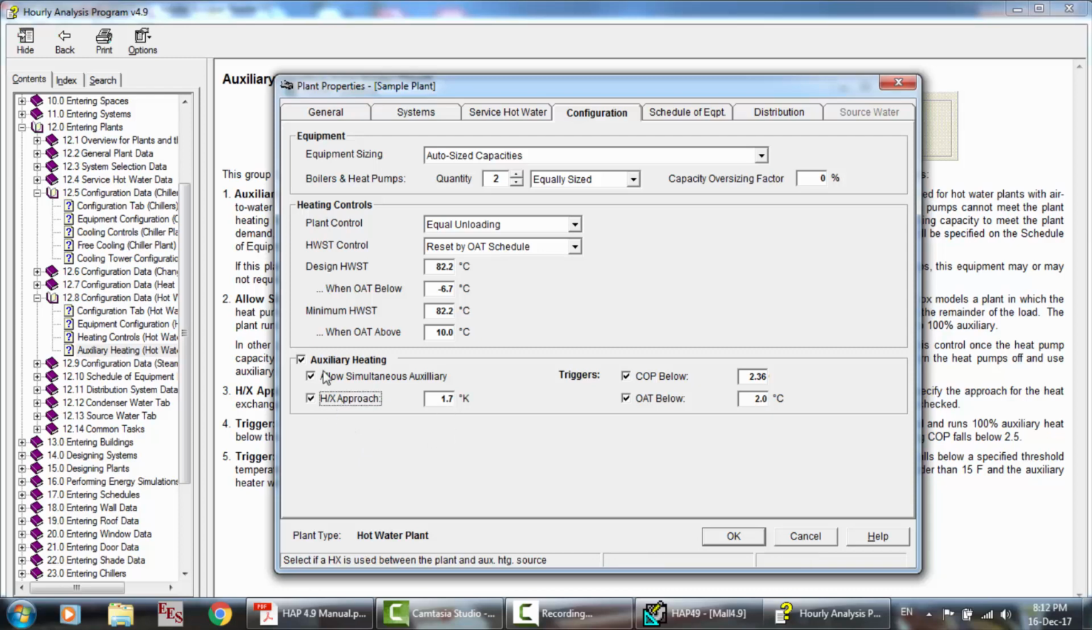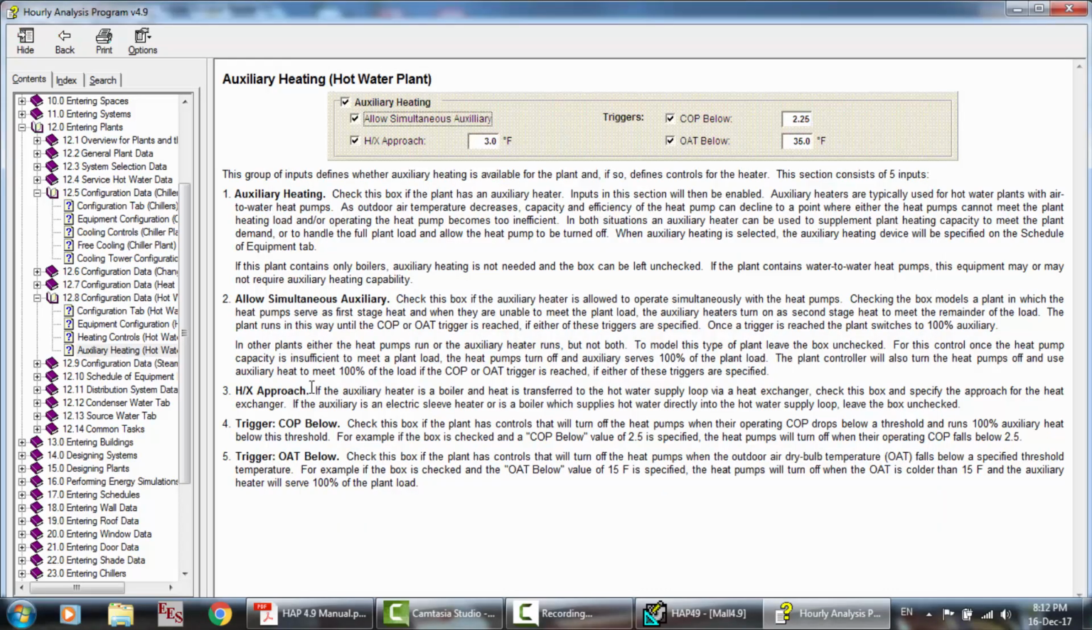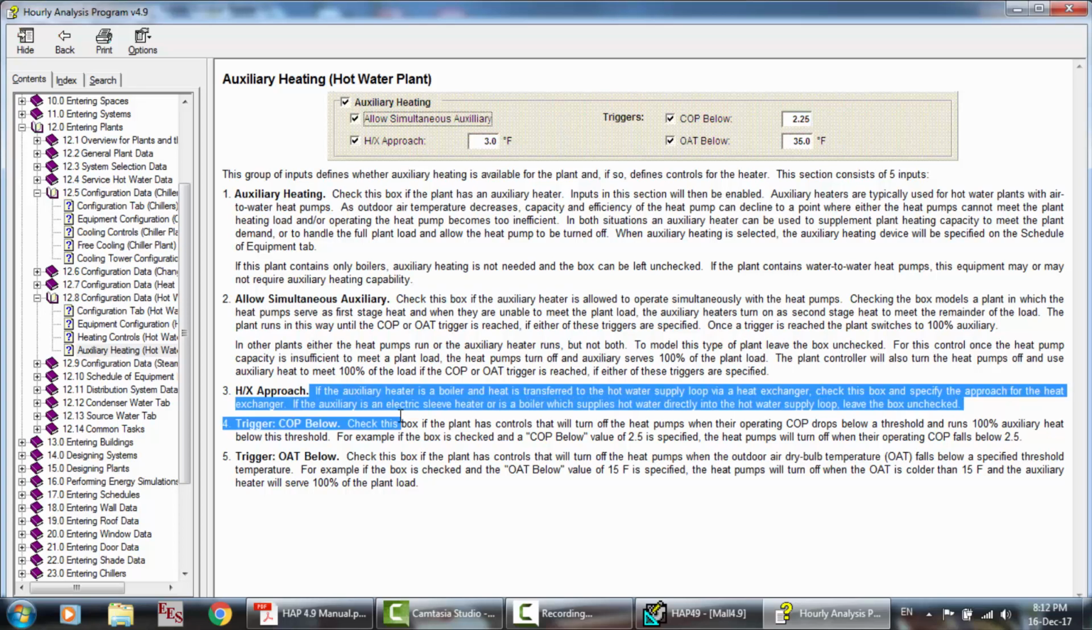HX approach. If the auxiliary heater is a boiler and the heat is transferred to the hot water supply loop via heat exchanger, check this box and specify the approach for the heat exchanger. If the auxiliary is an electric sleeve heater or is a boiler which supplies hot water directly into the hot water supply loop, leave the box unchecked. Okay. So what about the trigger here, COP box?